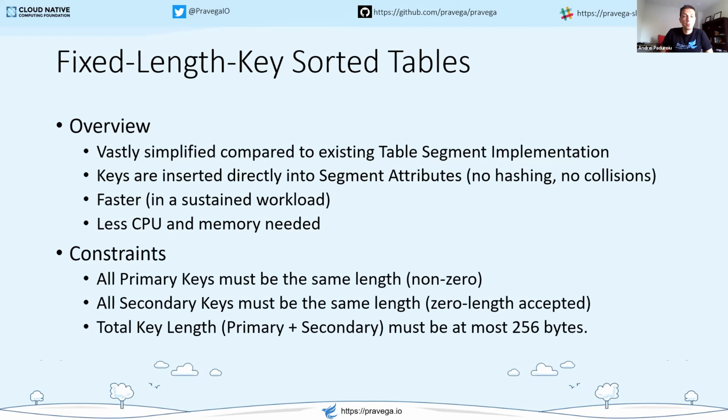Yes, you will have to be subject to some constraints, like all the primary keys and secondary keys have to be the same length, and your keys have to be less than 256 bytes to begin with. But as an added bonus, you get sorted key value tables, which you did not get before. So in our opinion, this was a worthy trade-off.